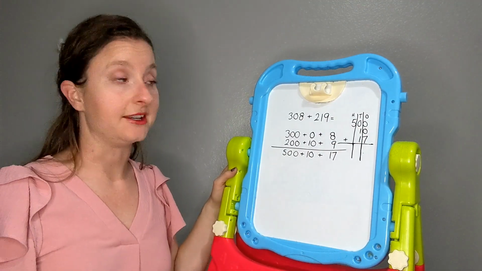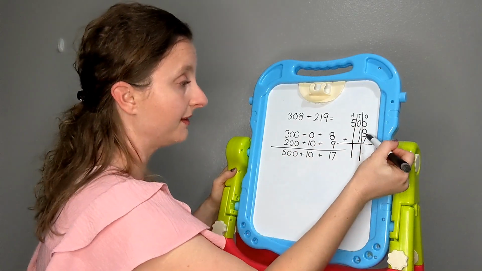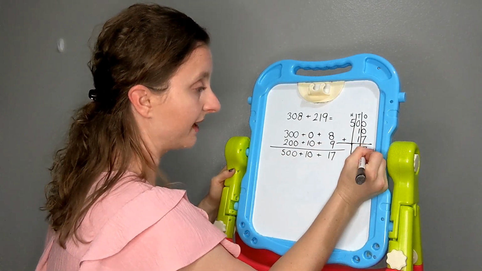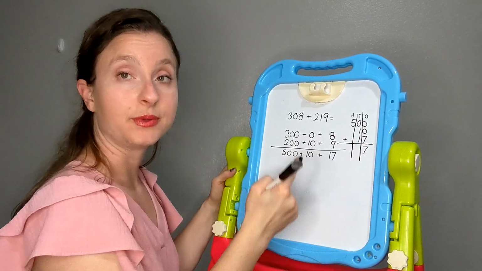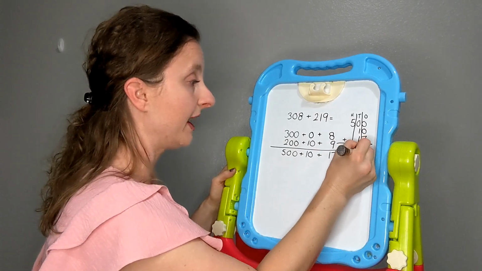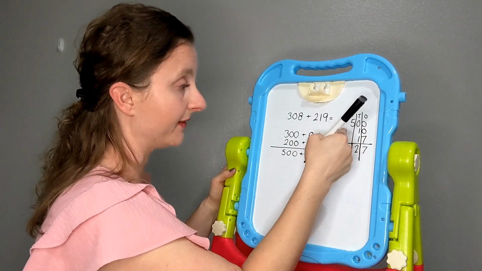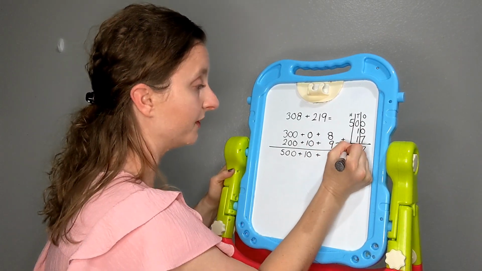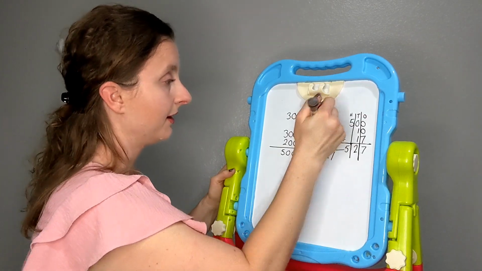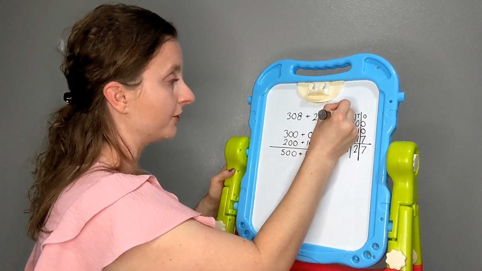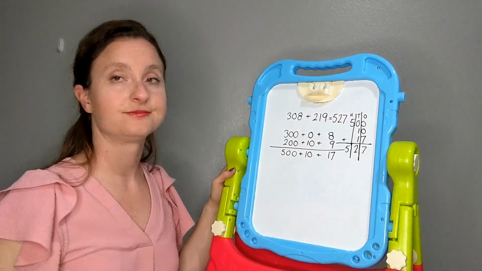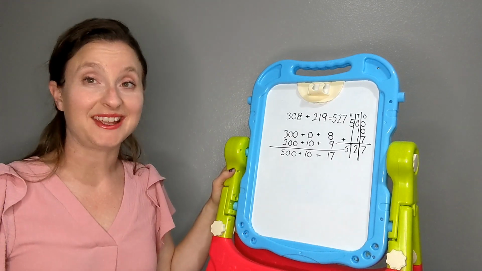Now I'm going to add 0 plus 0 plus 7 equals 7. 10 plus 10 equals 2 tens. 5 plus nothing in the hundreds place equals 5 hundreds. So my answer is 527.